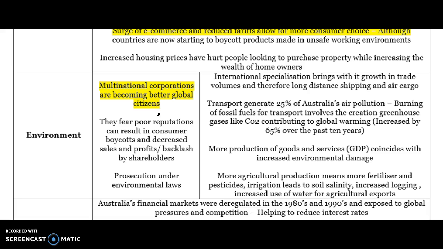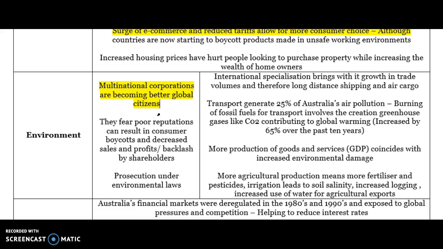But having said that, the increased international specialisation, the increased movement of goods and services across borders has led to a lot more carbon emissions. So the more and more goods and services that are getting transported in and out of Australia, I'm sure you all went on that excursion to the Port of Melbourne in Year 9. You would have seen the volume of goods and services transported in and out of Australia, and that all leads to carbon emissions.